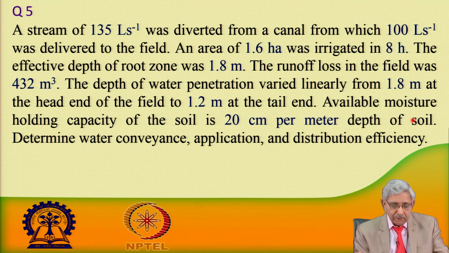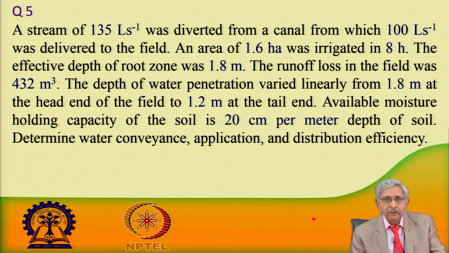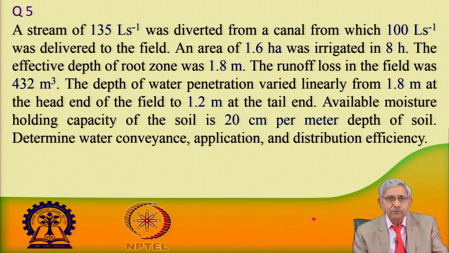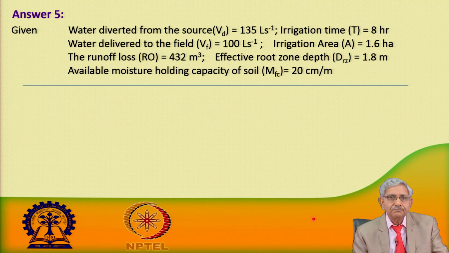The available moisture holding capacity of the soil is 20 centimeter per meter depth of soil. This is nothing but the water holding capacity or field capacity of the soil. Now, we are required to determine the water conveyance efficiency, the water application efficiency, and the water distribution efficiency. These 3 efficiency terms have to be evaluated by using the data given in this question.